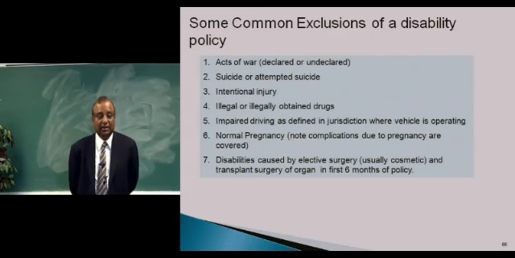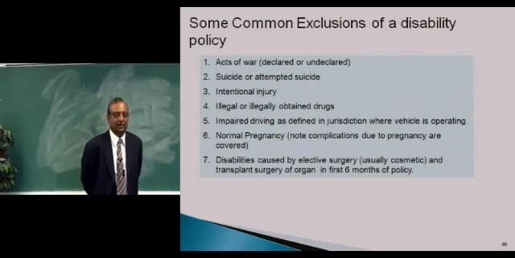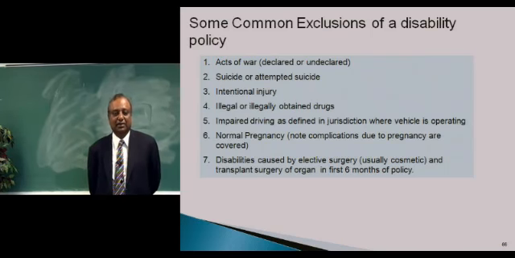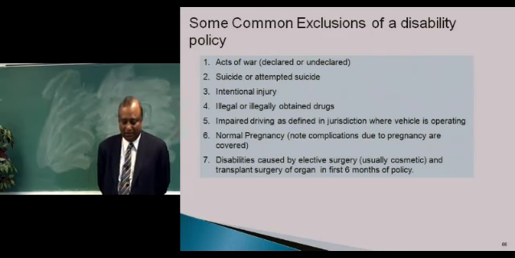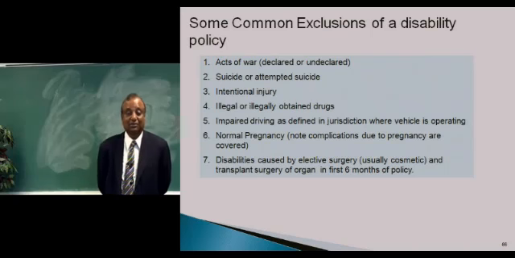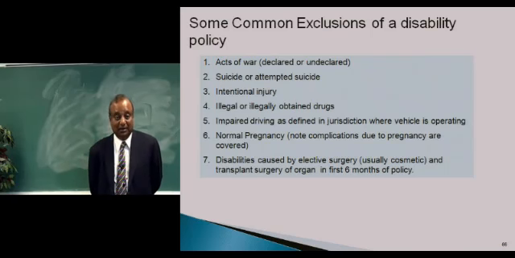Normal pregnancy is not considered a disability. So if a lady is pregnant and she just doesn't feel like going to work, she's feeling tired, those days are not covered. They are not covered by the disability policy. But if the lady has some complications due to the pregnancy, complications due to pregnancy are covered by disability policies.